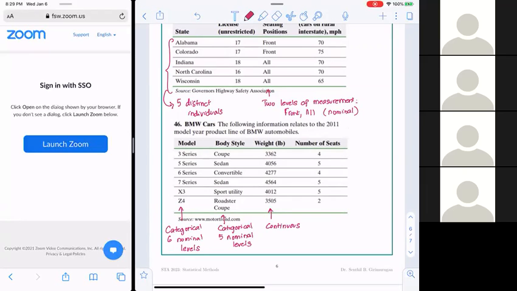And lastly, the number of seats. We can't have 2.5 seats. We can't have 1.5 seats. And based on what we see, we have 4 seats, 5, 5, or 2, and so forth. So the last one would be discrete.